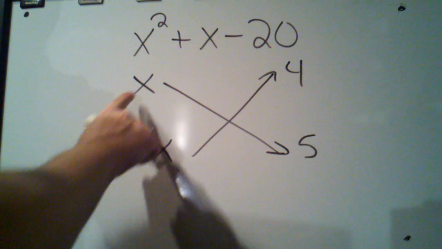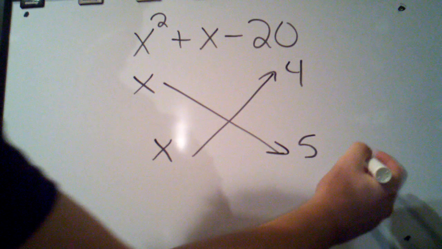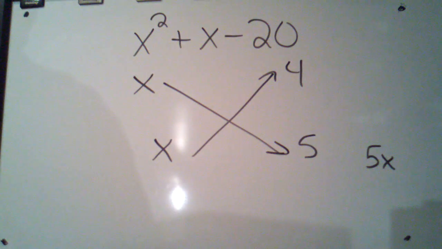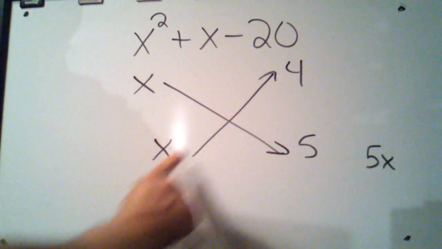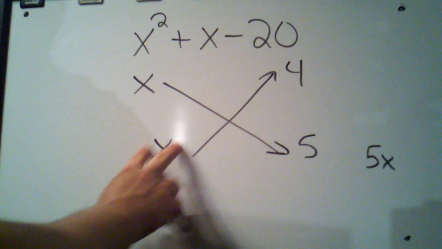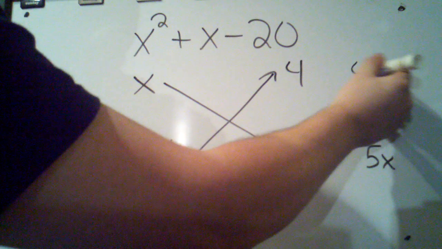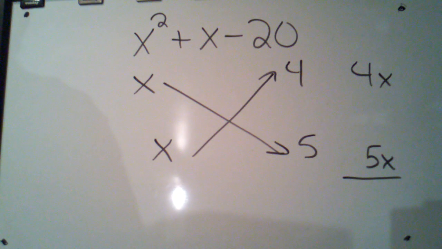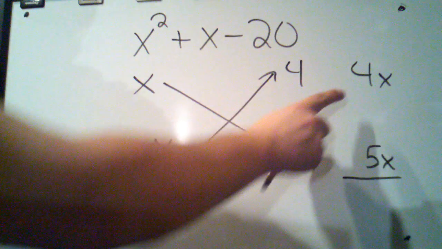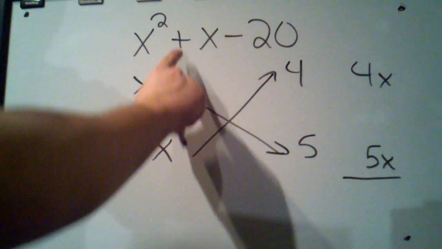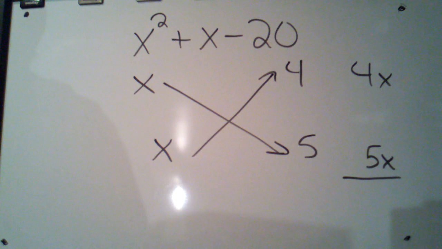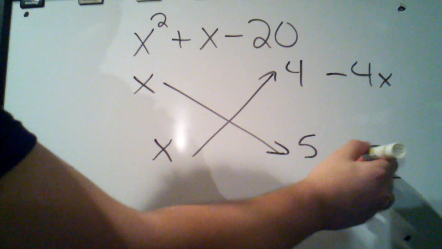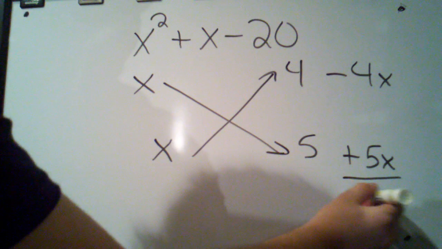to show now that I'm actually going to go x times 5 is equal to 5x. I'm just multiplying down and up my arrows. So over here I say x times 4 is 4x. When I get to this point, I want to see how I can make a 4x and a 5x equal a positive x. We have a negative 4x plus a 5x. That gives me a positive x.